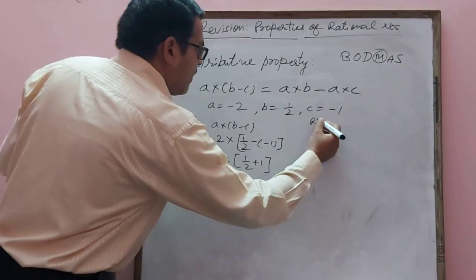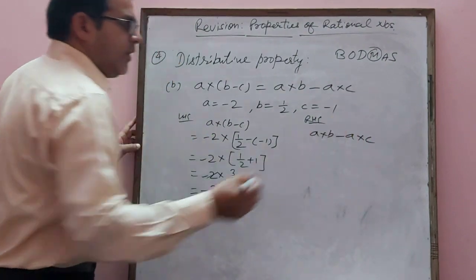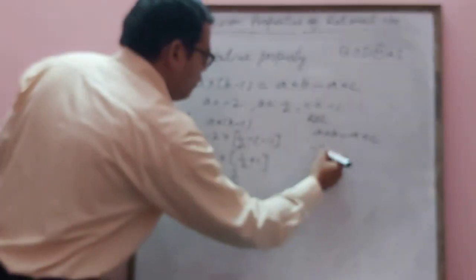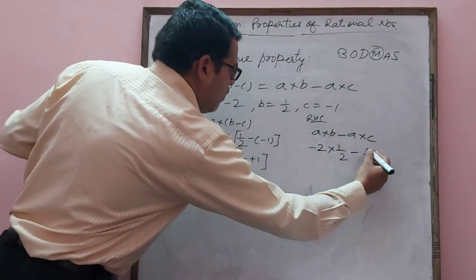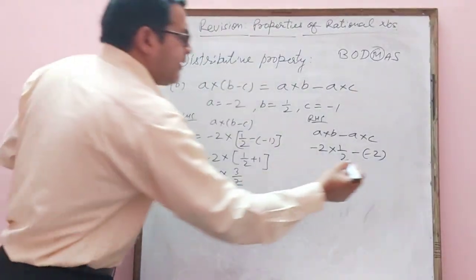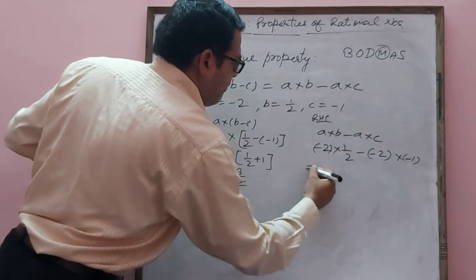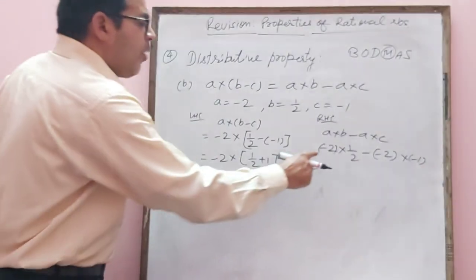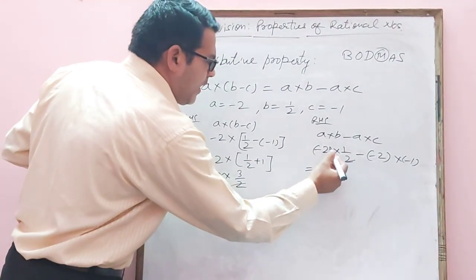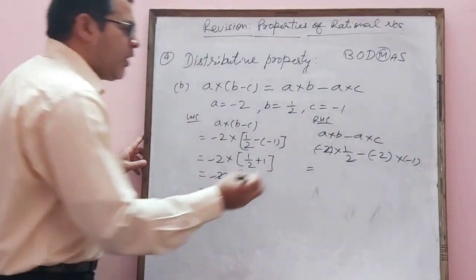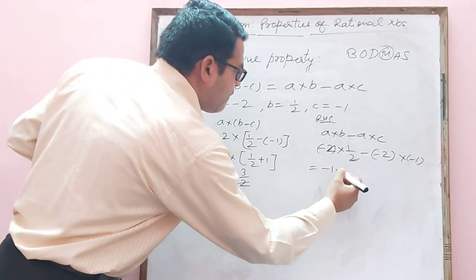Now let's solve right hand side. A into B minus A into C. Right? Now A is minus 2, B is 1 by 2, then minus A is minus 2. We need to keep inside the bracket. Then C we have minus 1. We can also keep this one in bracket. Now minus 2 multiplied by 1 by 2. So by 2 we can cut this 2. We can minimize it. So what we have here? Minus 1 into 1, minus 1 we have. Right? And here minus in between.